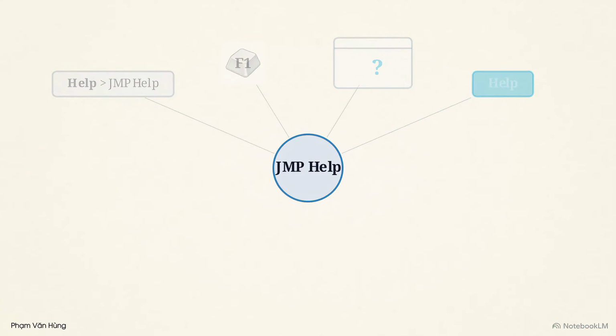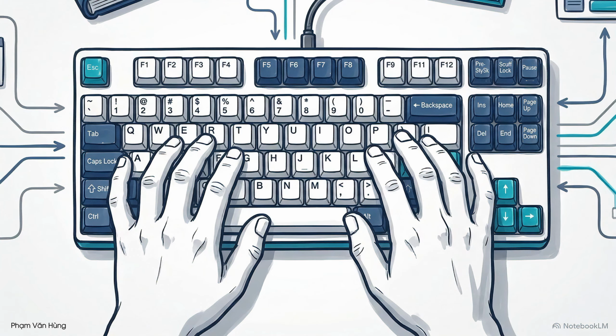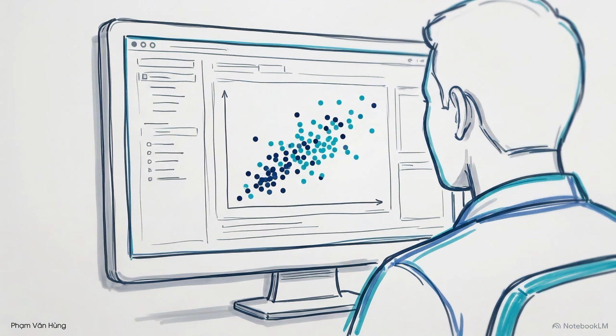The standard help system relies on the web. Without an internet connection, you can access the exact same information by opening the local JMP documentation library from the Help menu. Internalizing these visual cues and help triggers removes the friction of learning the software. You spend less time data-gating and more time focusing purely on data analysis.